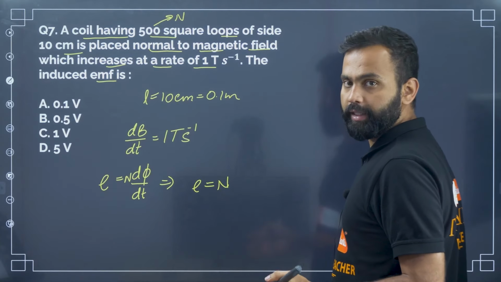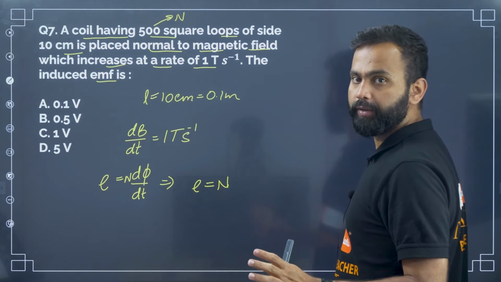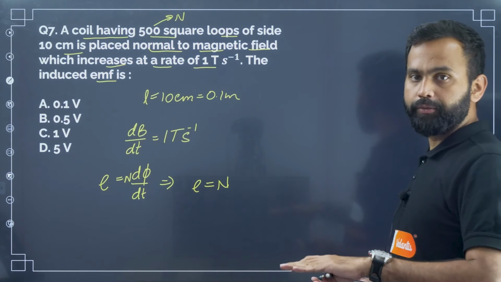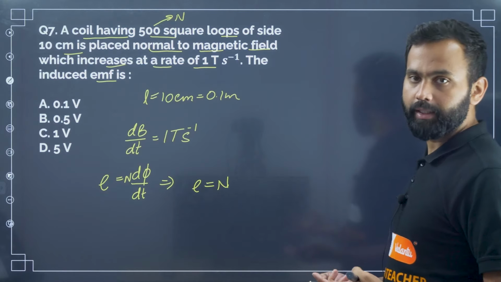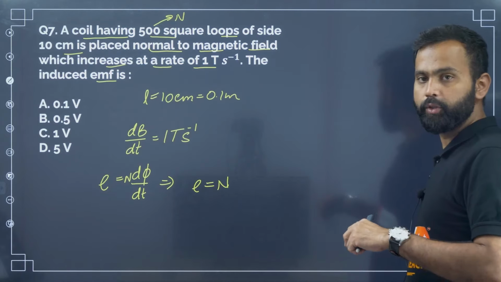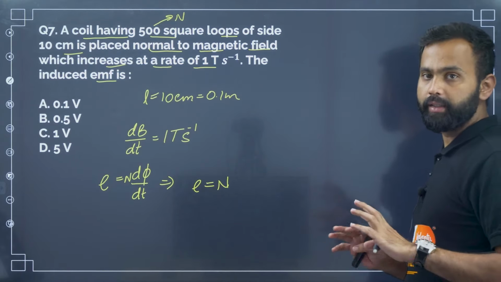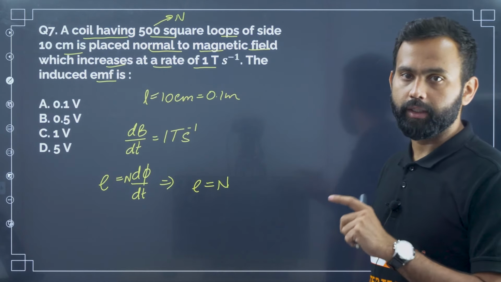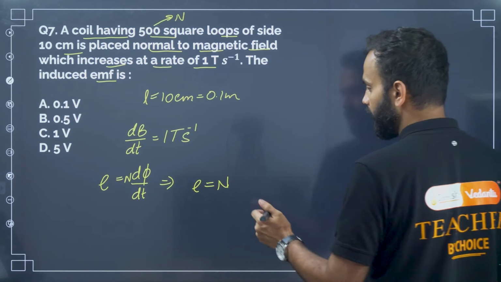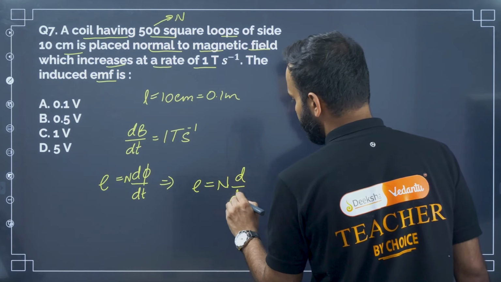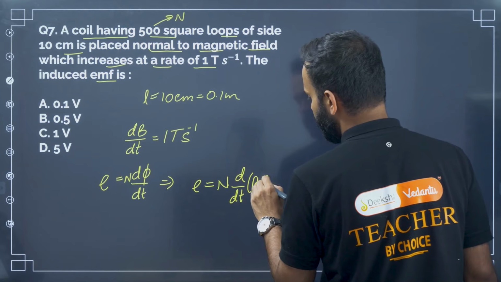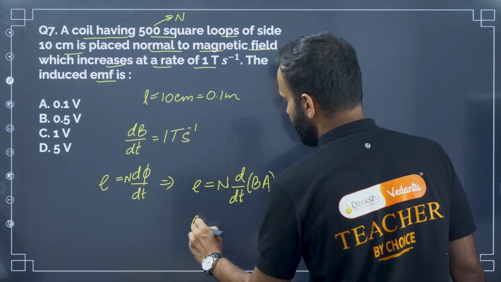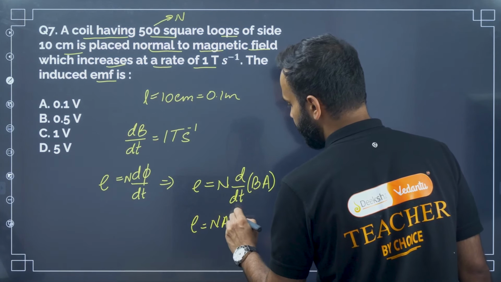Magnetic flux is B dot A, magnetic field vector dot area vector. Here the direction of the area vector and the magnetic field vector are both the same. Therefore, the angle between A and B is 0 degree. In scalar form, B dot A is BA cos theta, and theta is 0 degree, so it is just BA. So N into d by dt of B into A. So E is equal to N A dB by dt.